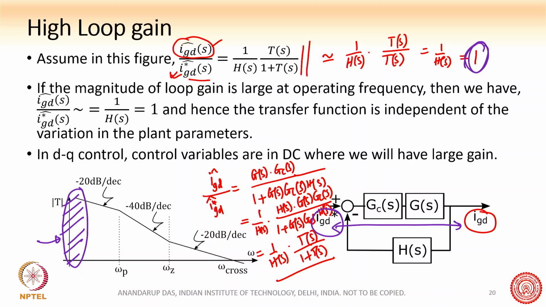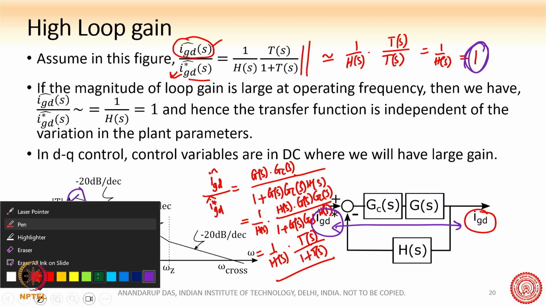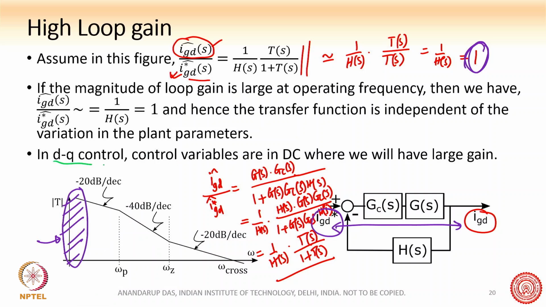This is precisely the reason you can now understand or appreciate that in DQ control, all control variables are DC. Remember, in DQ control we deliberately did something. We initially had some AC quantities, right? Three-phase AC quantities. We converted them through Clarke's transformation to a two-phase AC quantity. From the Clarke's transformation, we used Park's transformation so that all my quantities became DC.